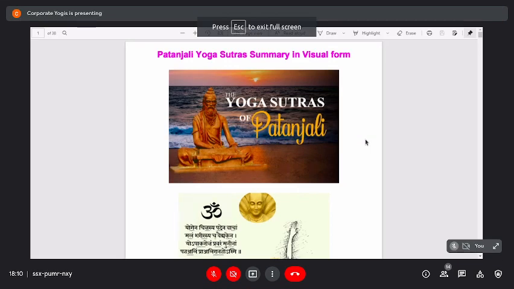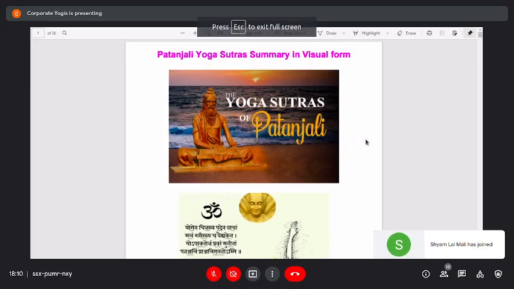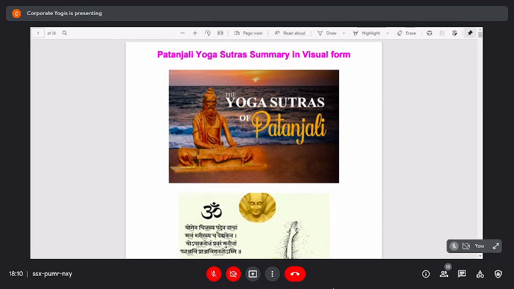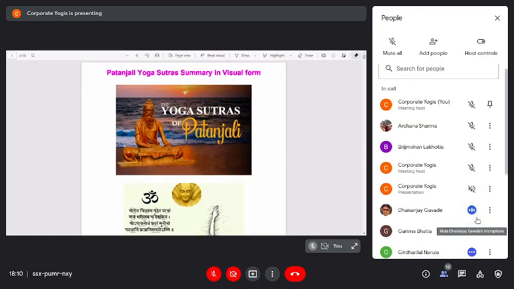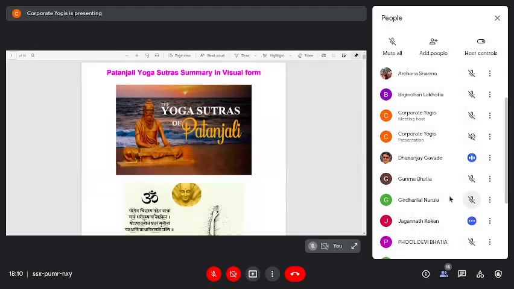Another session. Today we are going to discuss Patanjali Yoga Sutra, and this is a repeat session. In fact, if you remember, the first session I took was on Patanjali Yoga Sutra, on Sunday morning. The reason I would like to repeat is that many people could not attend because it was early morning, and the message did not actually reach them.